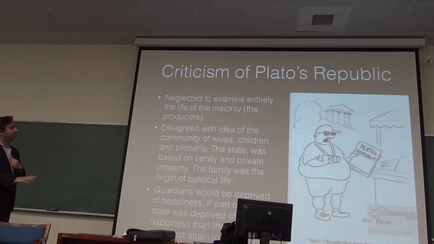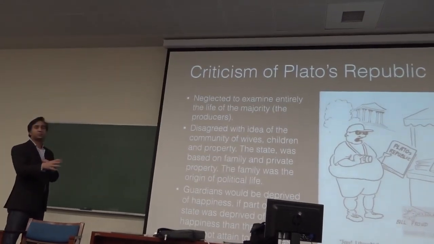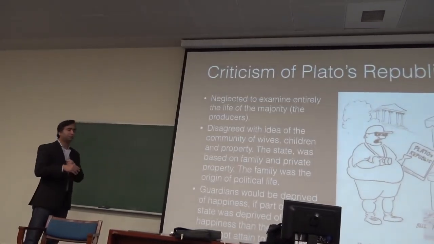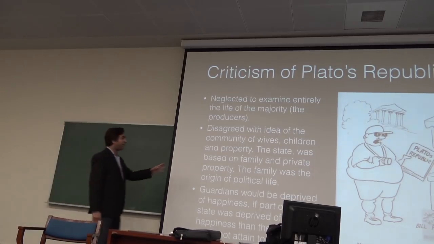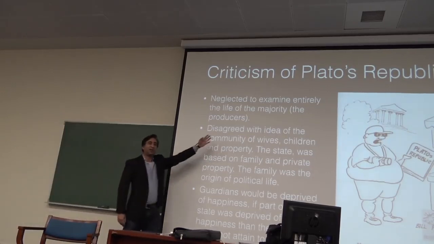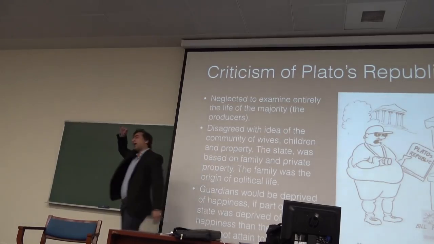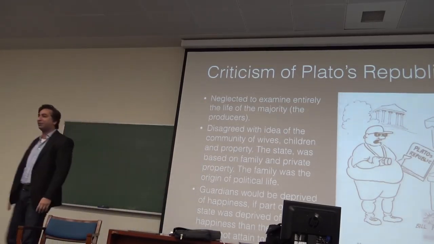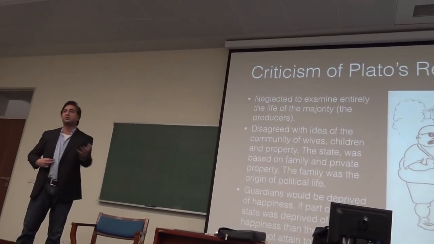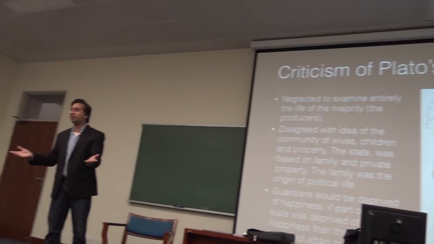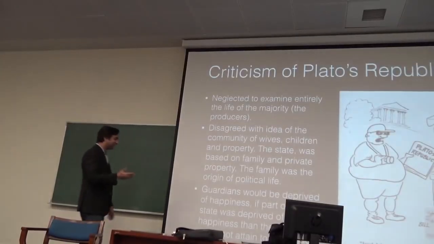He also completely disagreed with the idea of community of wives and children as public property. He thought, oh my God, I mean, if the guardians were deprived of property, and if they could not marry, and they could not have children, they would be the unhappiest people on the planet. They would be miserable. And how could miserable people make the rest of society happy? They would never know what the rest of society even wants. You can't have miserable people running the country.